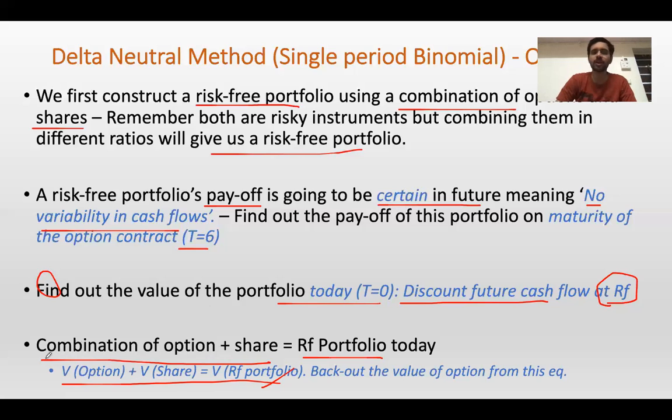Finally, we know that the value of option plus value of share should be equal to the value of the risk-free portfolio. We have found out the value of the risk-free portfolio today. We already know the value of the share. So the value of option essentially becomes a balancing figure. And what we actually wanted to find out was the value of the option, right? I mean, that was the whole point of starting this exercise.